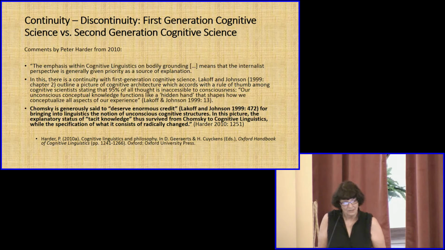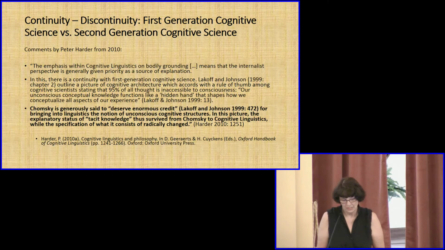Peter Harder, writing in 2010, wrote the following: The emphasis within cognitive linguistics on bodily grounding means that the internalist perspective is generally given priority as a source of explanation. In this, there's a continuity with first-generation cognitive science. Again, we're back. Lakoff and Johnson outline a picture of cognitive architecture which accords with a rule of thumb among cognitive scientists stating that 95% of all thought is inaccessible to consciousness. Our unconscious conceptual knowledge functions like a hidden hand that shapes how we conceptualize all aspects of our experience.